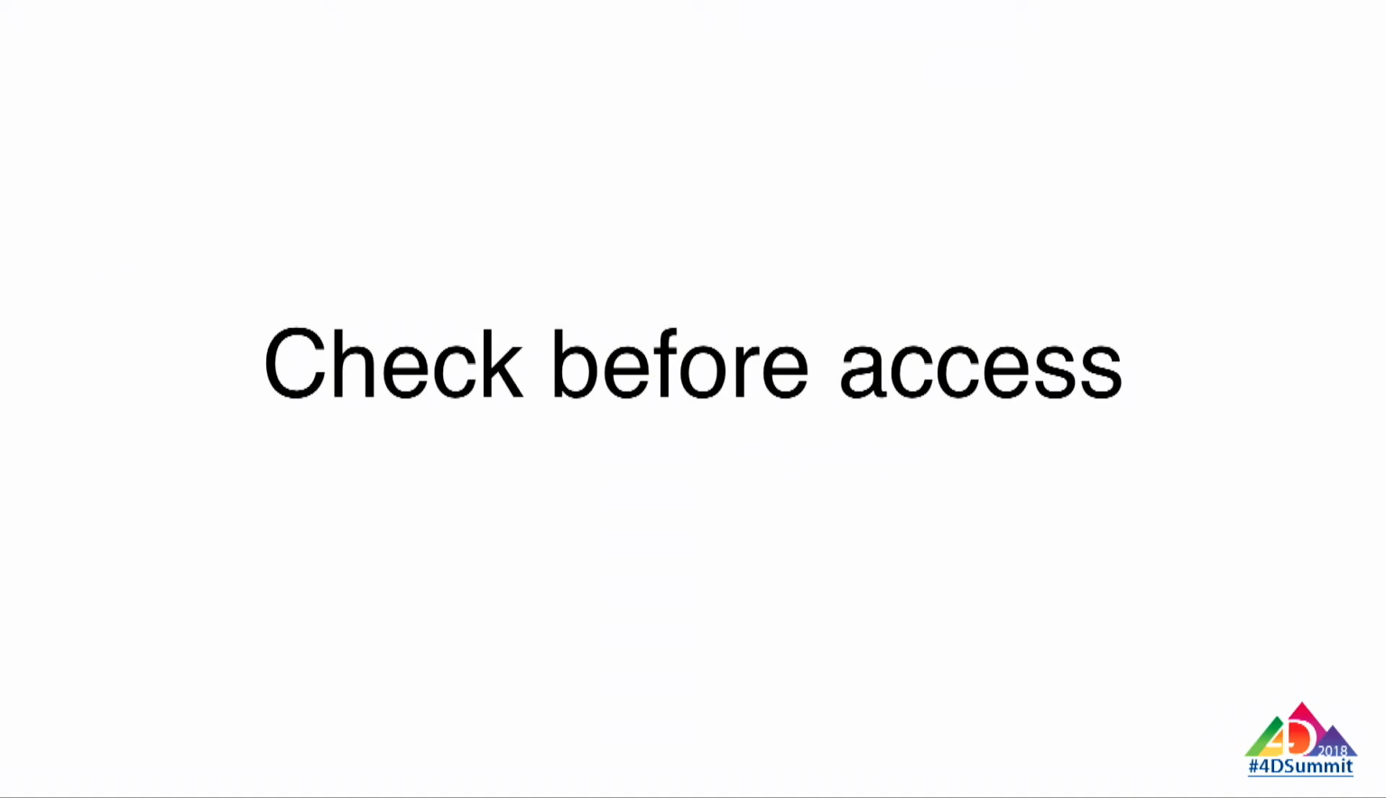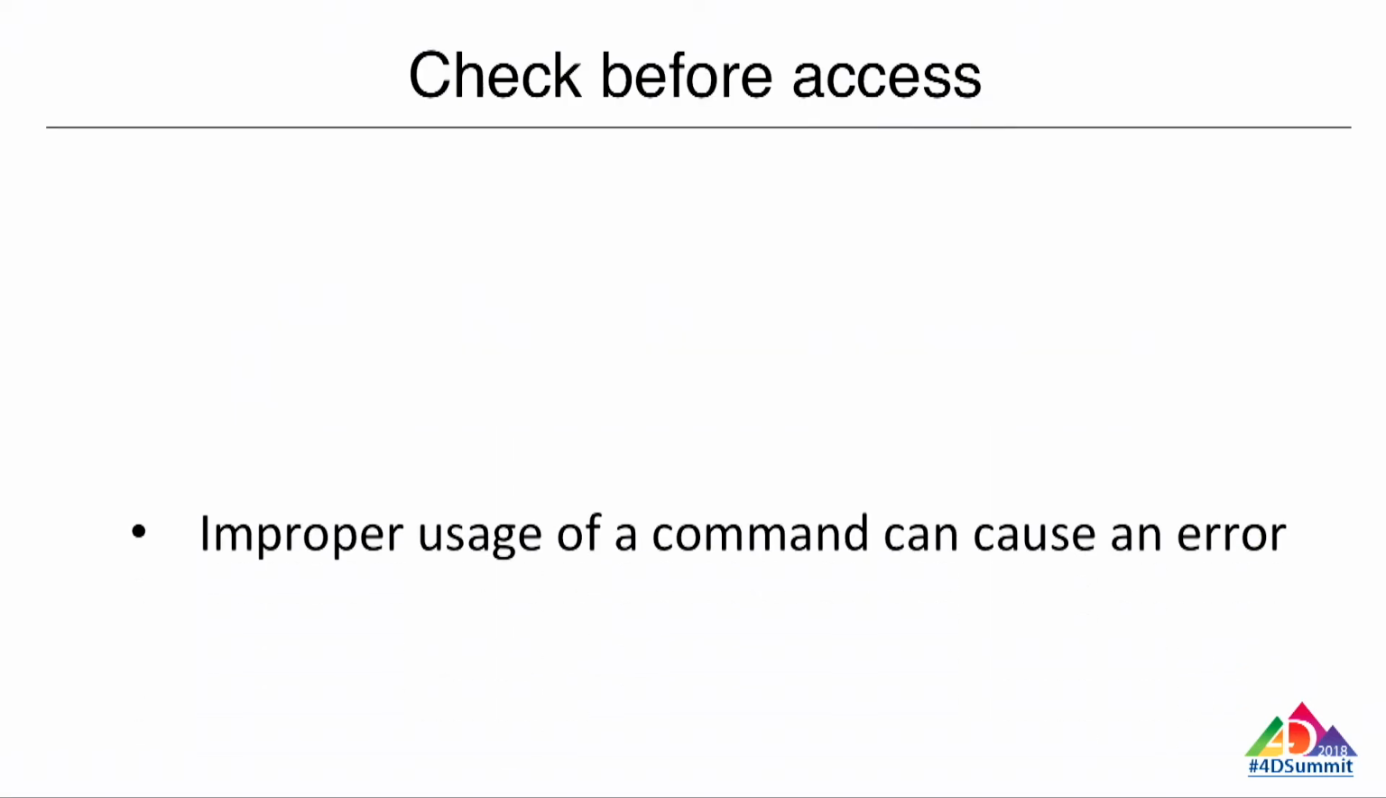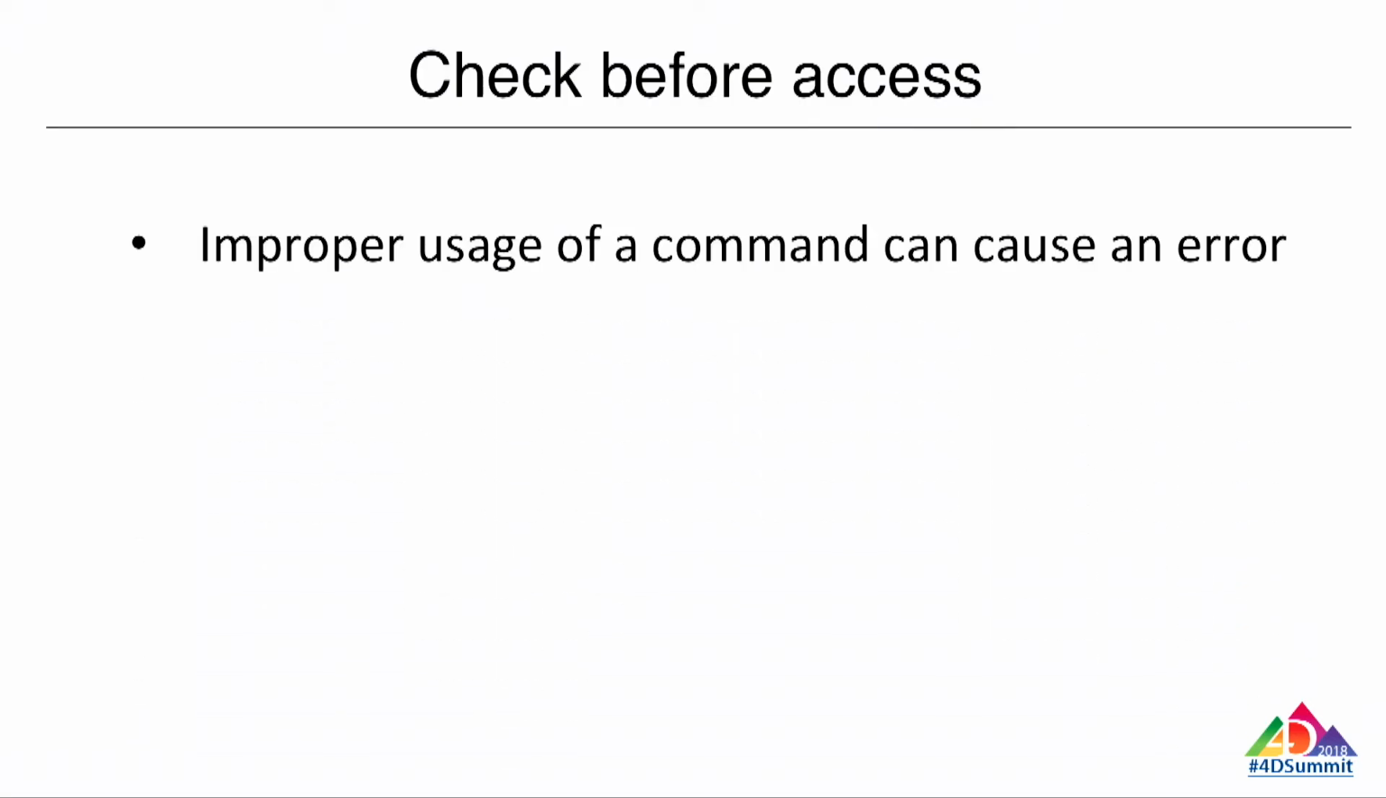Now, I want to go to the next section that has to do with check before access. And why would we want to check before access in general? First is, the improper use of a command can cause an error. We might assume that we know this command very well. We've used it so many times. And there might be a special case where using that command had unrealistic input, a different type, for instance. So I'm going to show you an example of that.